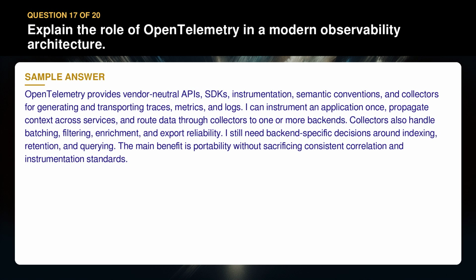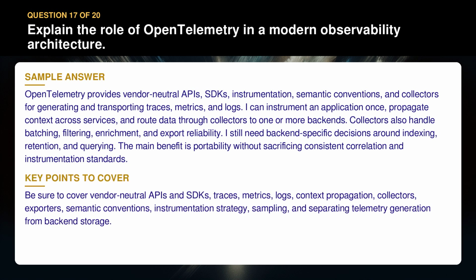I still need backend-specific decisions around indexing, retention, and querying. The main benefit is portability without sacrificing consistent correlation and instrumentation standards. Be sure to cover vendor-neutral APIs and SDKs, traces, metrics, logs, context propagation, collectors, exporters, semantic conventions, instrumentation strategy, sampling, and separating telemetry generation from backend storage.